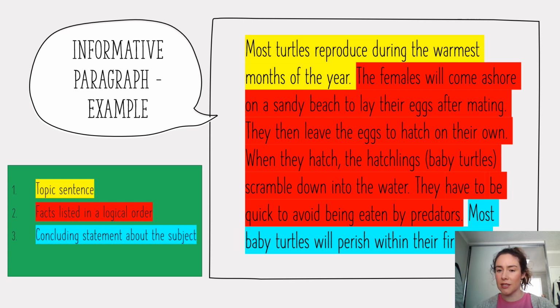So we're not going to start with the sentence, "they have to be quick to avoid being eaten by predators," because that doesn't give us the background information beforehand like the other sentences have. And a concluding statement about the subject: most baby turtles will perish. It's summing up what we have said about reproduction of baby turtles.